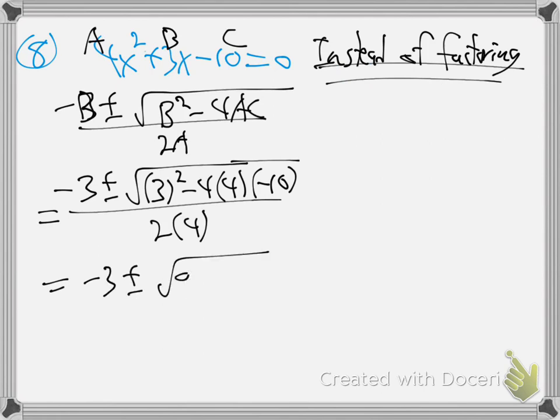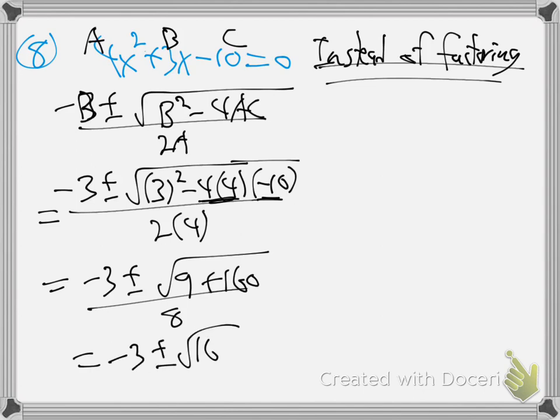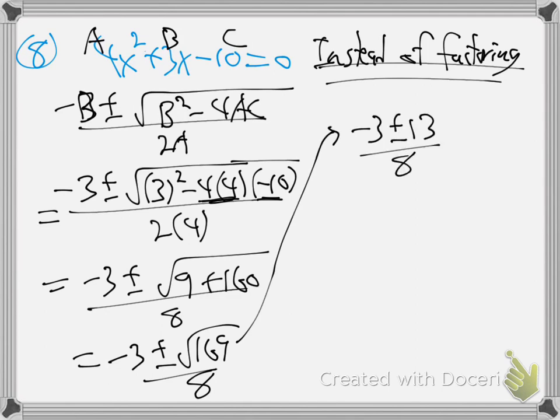Negative 3 plus or minus the square root of 9. Now careful on your signs when you do the quad. Watch the signs. Negative, positive, negative, so that's two negatives, going to be positive. Use your calculator. 4 times 4 is 16, times 10 is 160, over 8. Negative 3 plus or minus the root of 169 over 8. The root of 169, you might know, the calculator will tell you for sure, is 13.